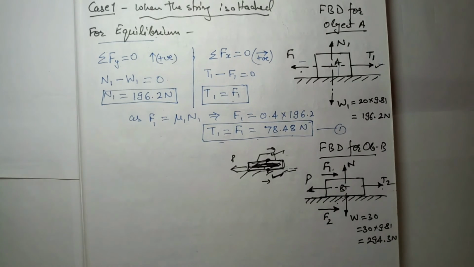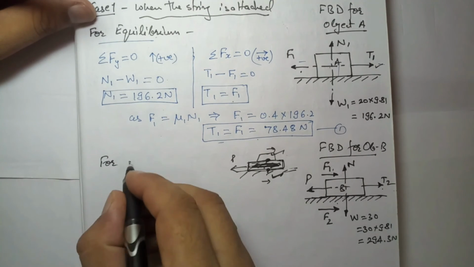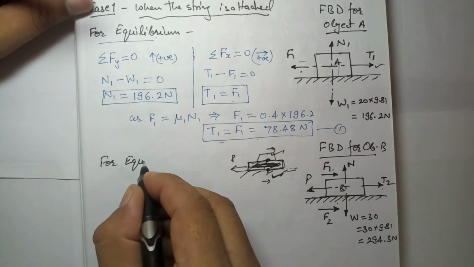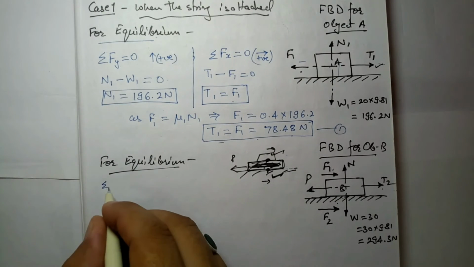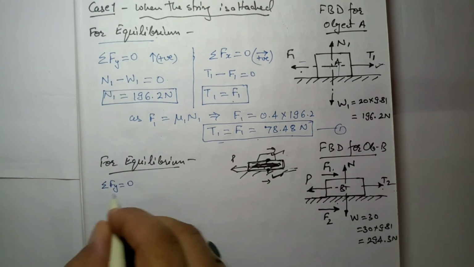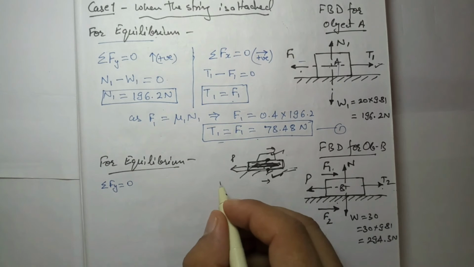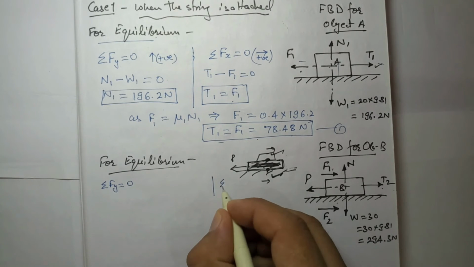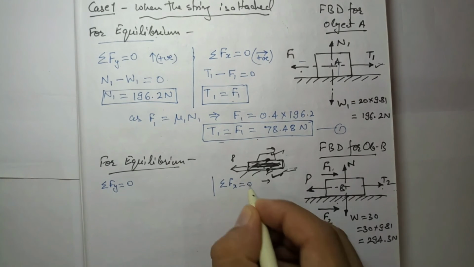Now we will draw the equations. We know that for the second object also, for equilibrium we apply the same. For this also, the sum of y direction forces is 0, and again the sum of x direction forces is 0.